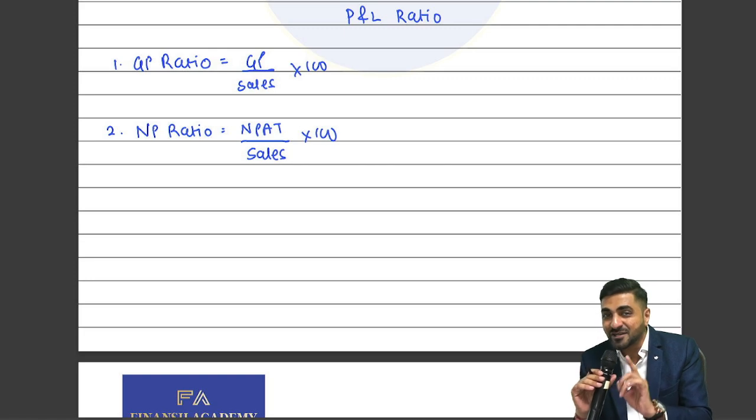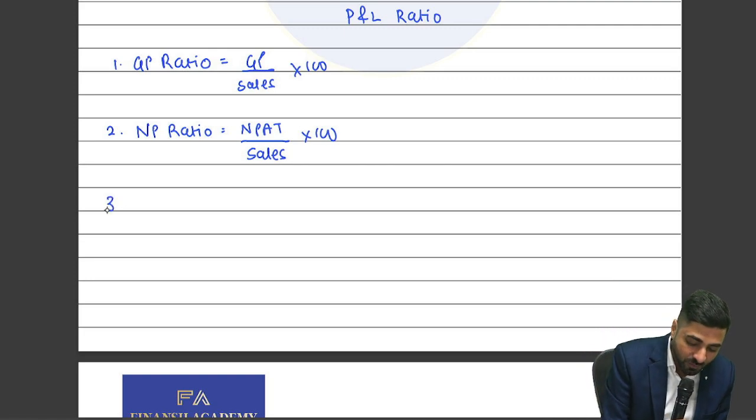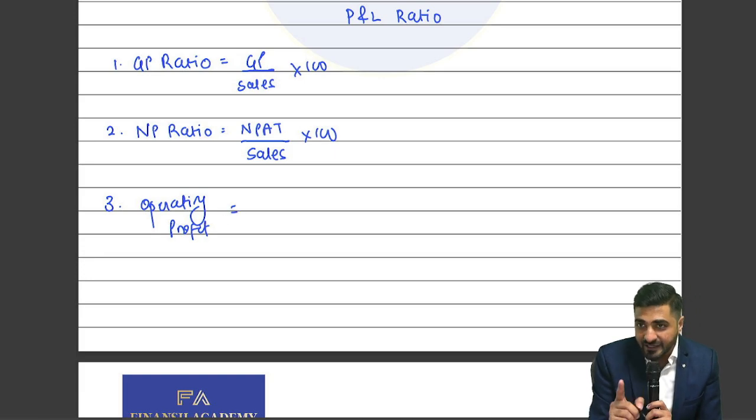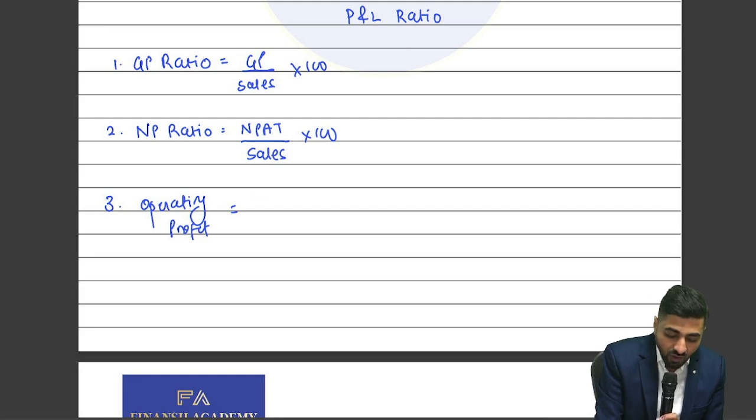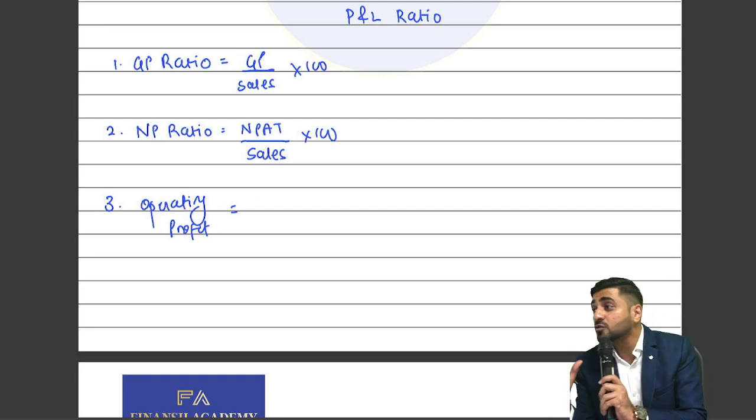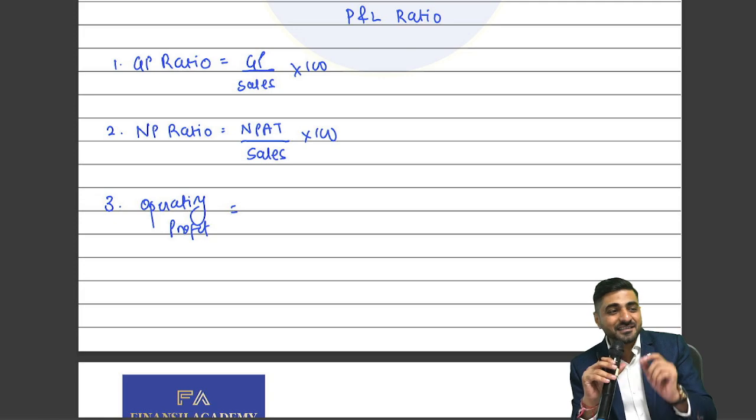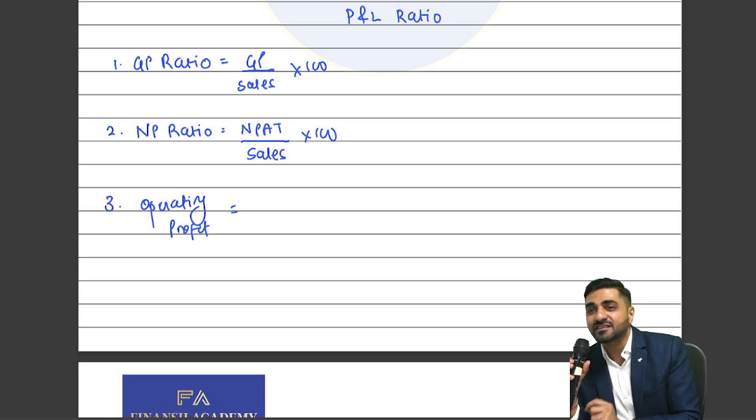And then, my dear students, we have something which is also called our operating profit ratio. Operating profit ratio, give me the formula. EBIT. Because in finance, net profits and operating profits are two separate things. Can you please tell me what are your operating profits? Earnings before interest and tax.